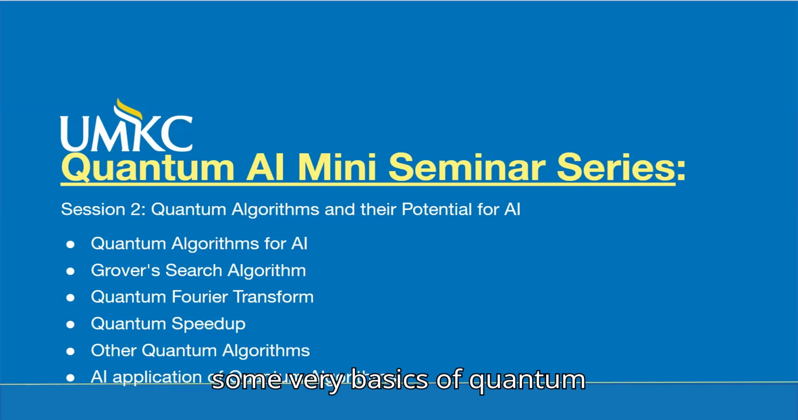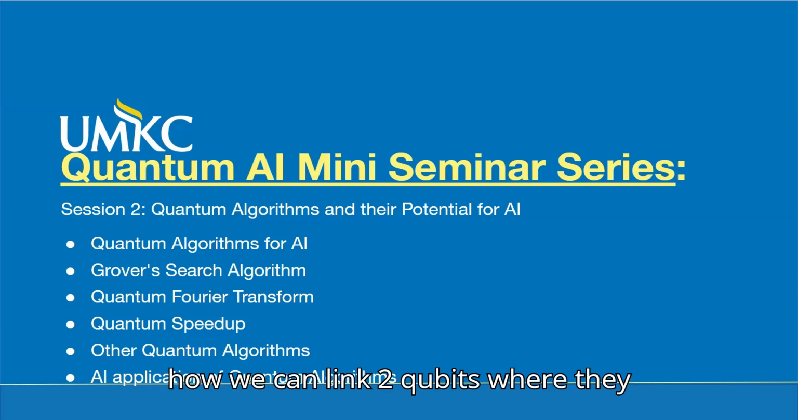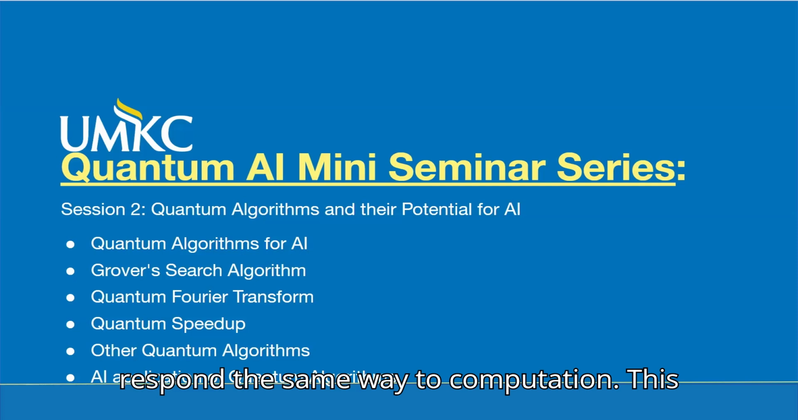Last time we covered some bare basics of quantum computing. We talked about what a qubit is, what superposition is, how we can represent multiple states at once, as well as entanglement, how we can link two qubits where they respond the same way to computation.